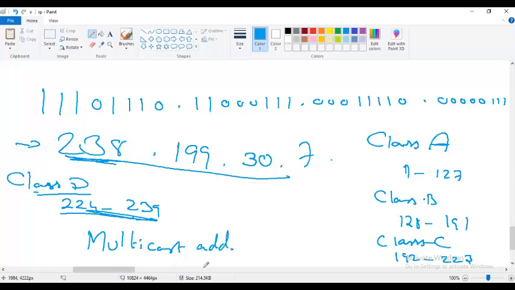But class A, B, C are there. These are unicast addresses. These will be assigned to computers. So in our next class, we are going to start here. What is the title? Our next class will be IP address classes. Classifications in IP address. That's our next class.